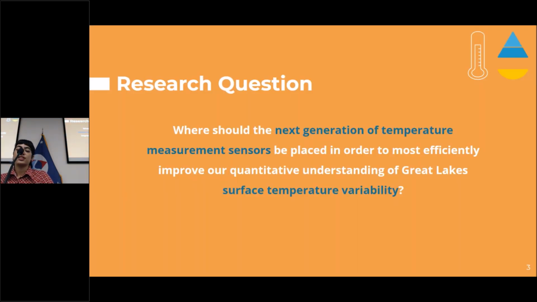So our research question was, where should the next generation of temperature measurement sensors be placed in order to most effectively improve our quantitative understanding of Great Lakes surface temperature variability? So why surface temperature? We chose that because there's so much data. Remotely sensed products have given us a uniquely ubiquitous data set.